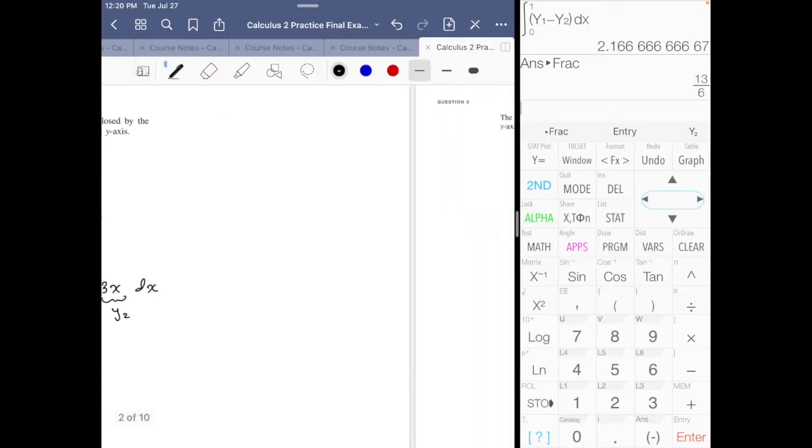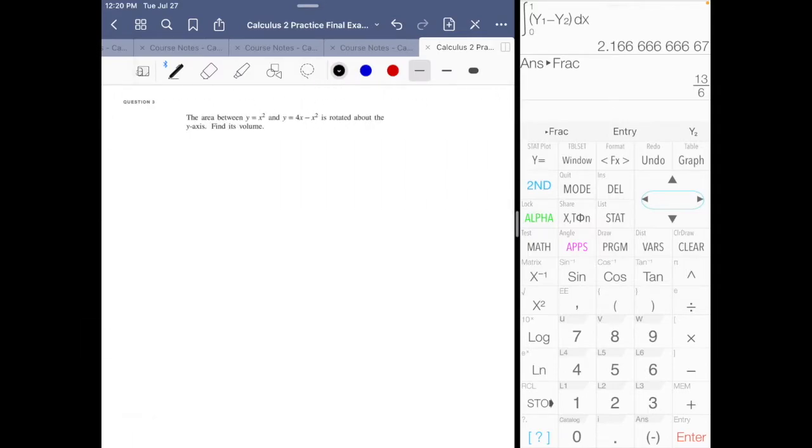All right, number 3. The area between y equals x squared and y equals 4x minus x squared is rotated about the y-axis. Find its volume. So let's take a look at the picture. x squared, 4x minus x squared.